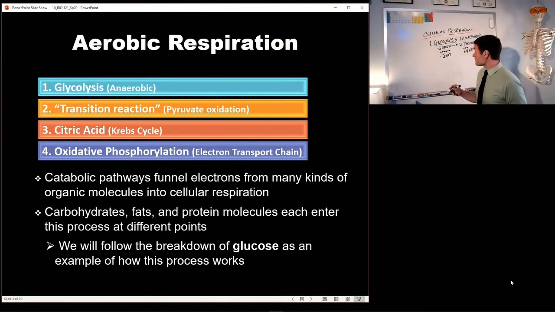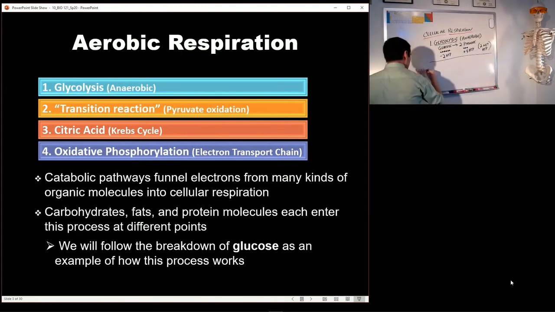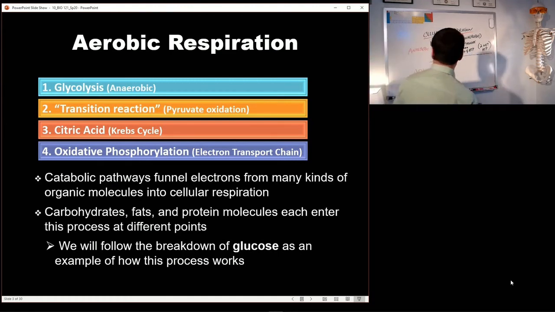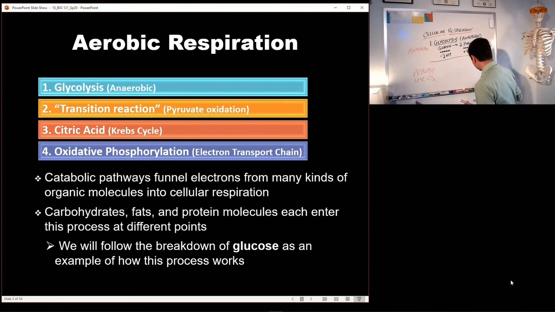Once glycolysis is complete, we're going to need to move on to the next series of processes. Those next series are aerobic, so they use oxygen. But glycolysis is an anaerobic process. Okay, no oxygen required. Now I'm not going to go into the details of every single step right here. This is just to give you a roadmap of what cellular respiration looks like.